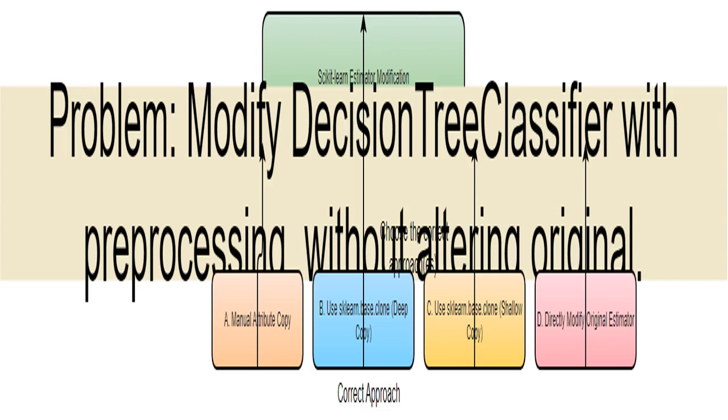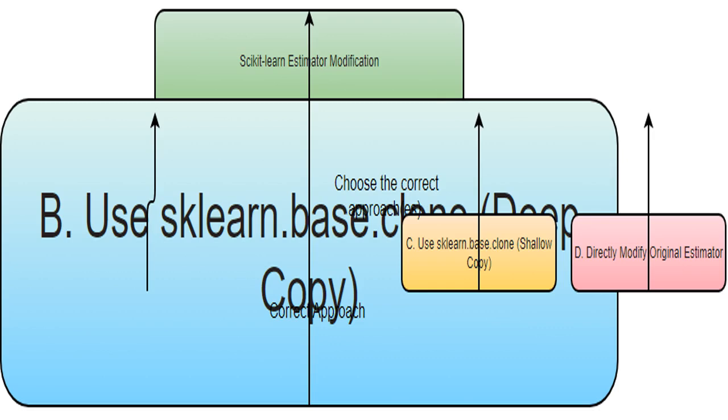I'm modifying a DecisionTreeClassifier from the scikit-learn library. I want to add some data cleaning steps before training the model without messing up the original classifier. This is a common task in machine learning. This is the best approach.